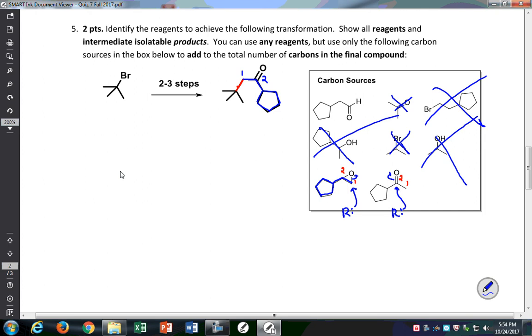Now if we reacted our Grignard with this first one, then our new carbon-carbon bond would be on carbon 1, but so would our alcohol. So we're going through the epoxide because of connectivity.